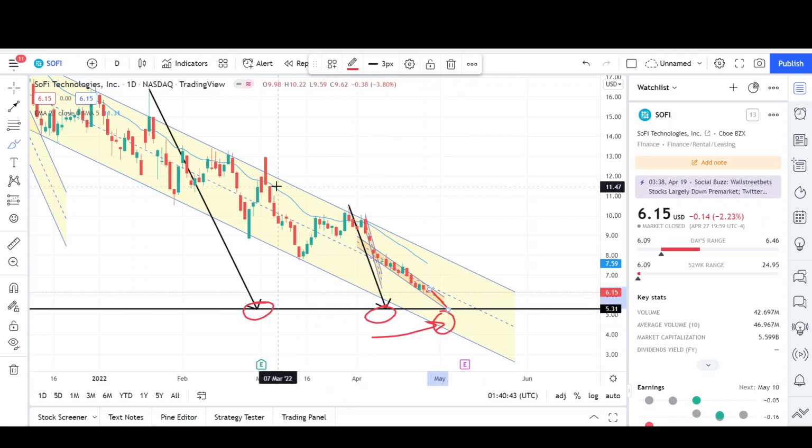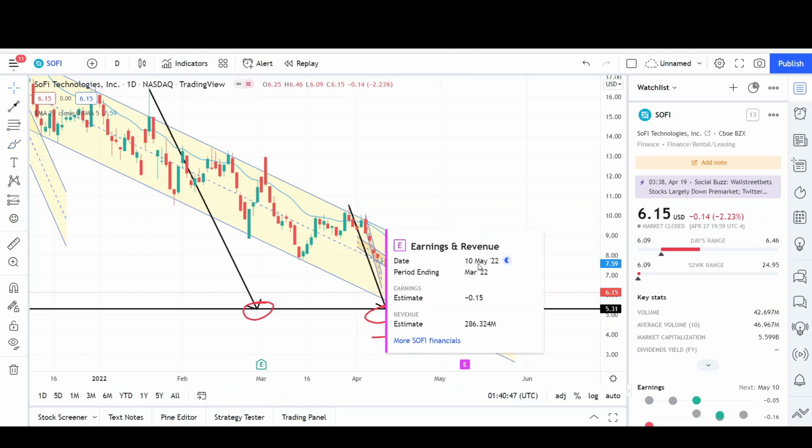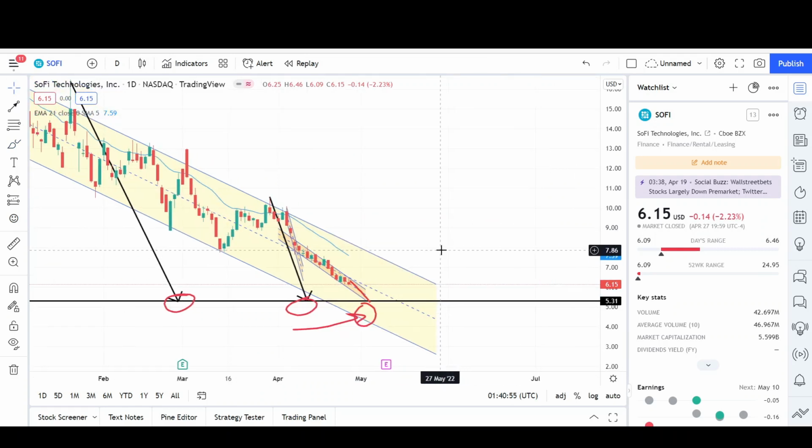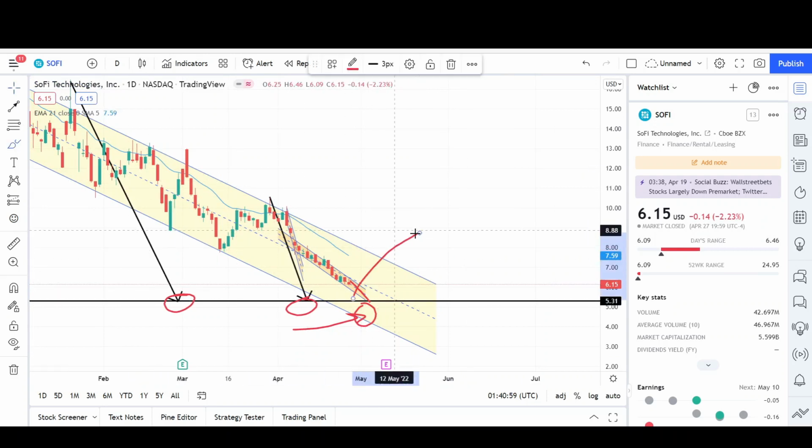Earnings are approaching. It looks like as of right now on TradingView, it's May 10th. I don't know how accurate this is, but sometime in early May or towards mid-May, we'll have the earnings, and possibly then we'll get a breakout side of this channel, or the breakout side of this pattern, because we haven't done it yet. Eventually we're going to do it, and now would be a good time for the market participants to break the channel.